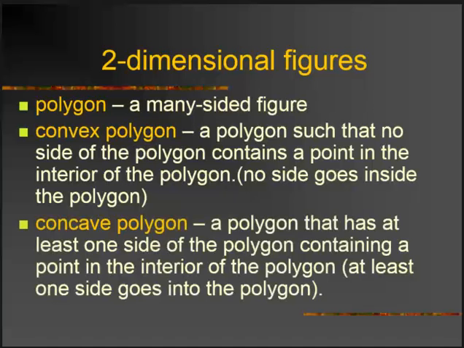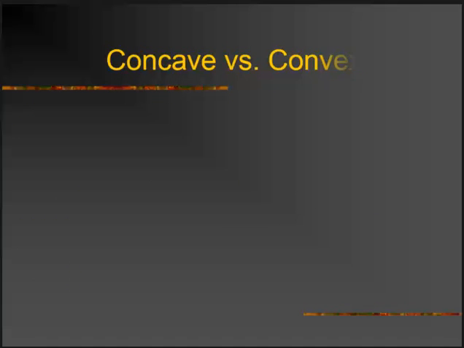Another type is the concave. Concave caves in. So the sides can go inward to the interior of the polygon. The formal definition is a polygon that has at least one side of the polygon containing a point in the interior of the polygon. So at least one side goes into the polygon. Okay, so let's see the difference in the way they look.